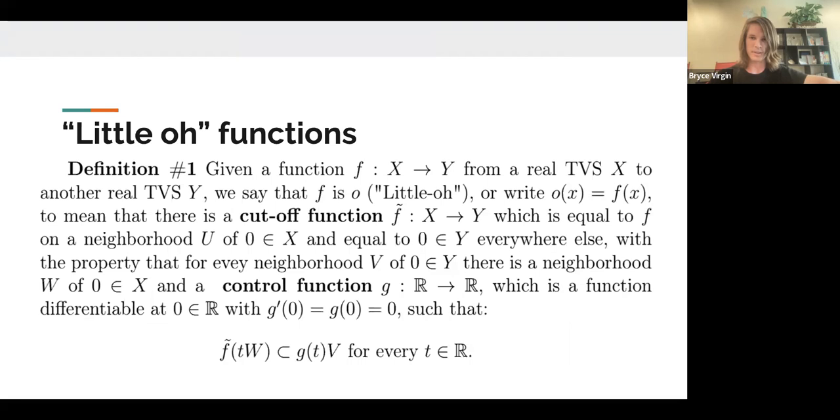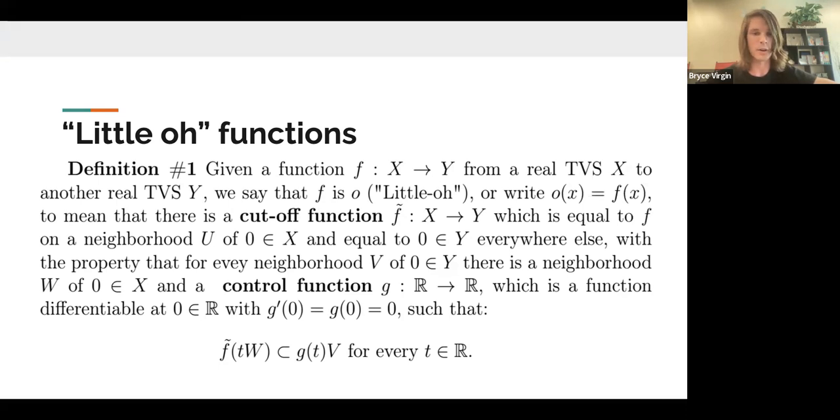And little o is sort of in reference to the Landau little o getting small notation. So a little o function is well approximated near the origin by something that is essentially the zero function. So the way we end up encoding that is by saying that f is little o if we have what's called a cutoff function of f, written f tilde, which is equal to our original function on some neighborhood of the origin, but past that point, it's just zero. And that might seem weird and artificial, but my first example for this definition will explain why that's there.